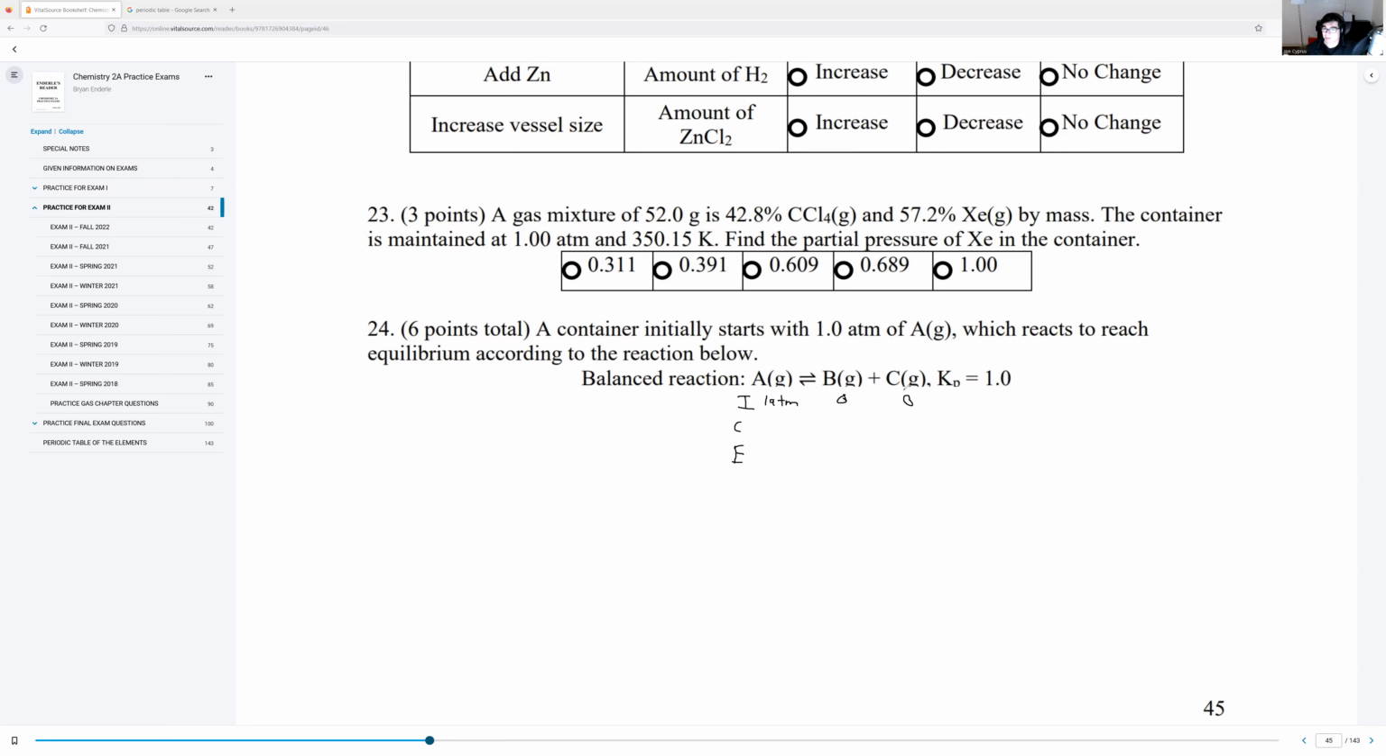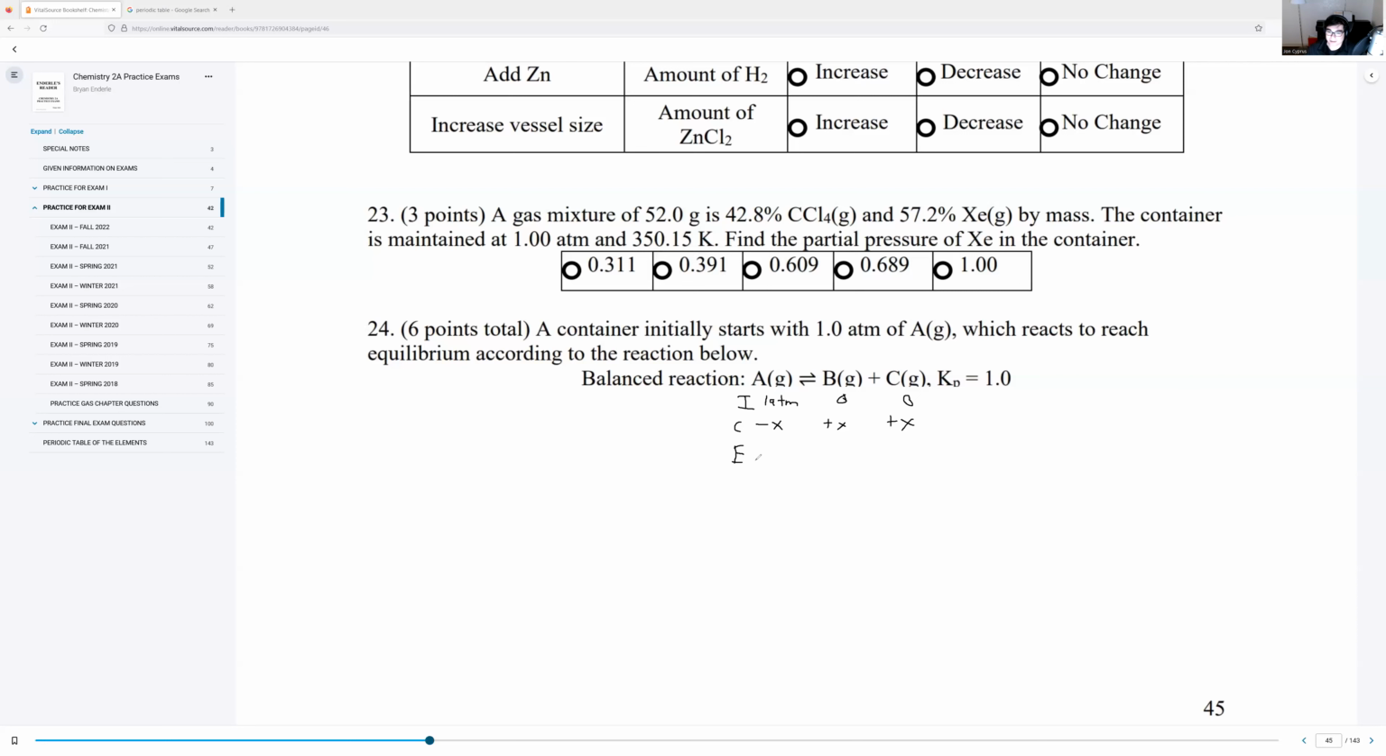I don't need to know how many moles of each are in this. I have the pressures, and I know that the temperature is constant. So that's why I'm allowed to use an ICE table for this. Again, partial pressures of each are linked to the moles of each, since everything else is constant. So I have this 1 atm here. This is minus x, plus x, plus x.